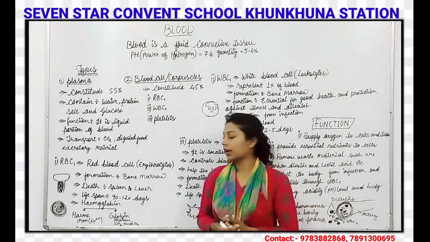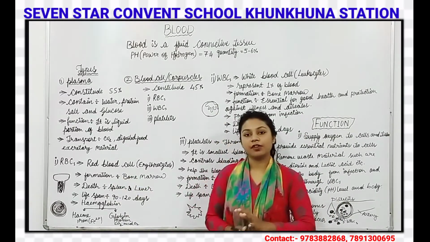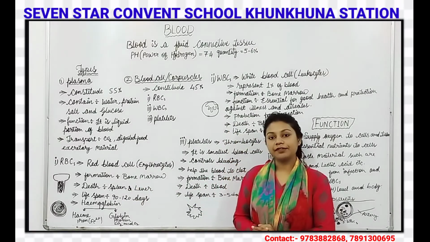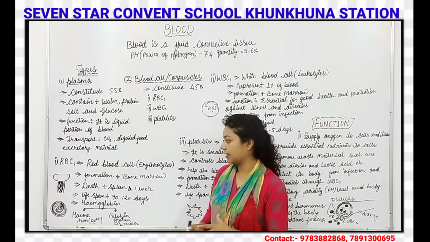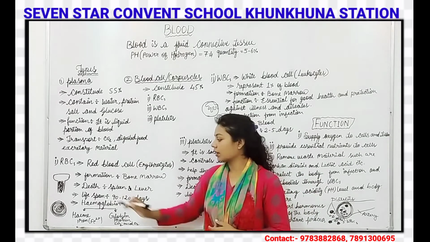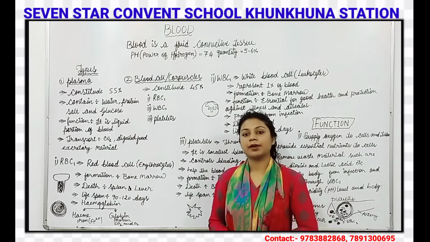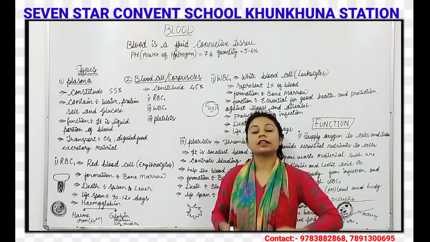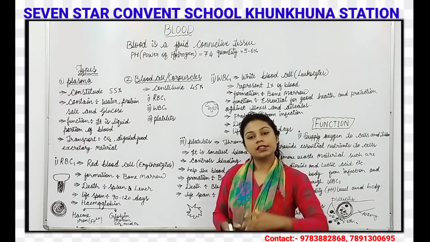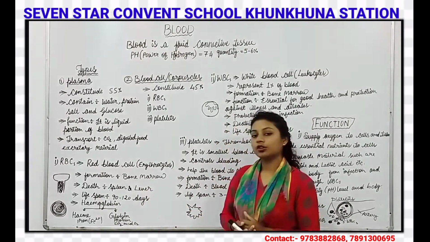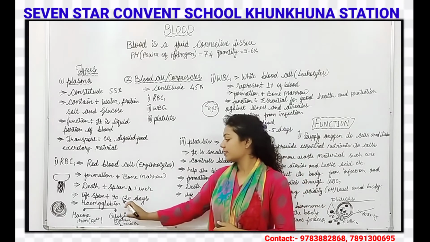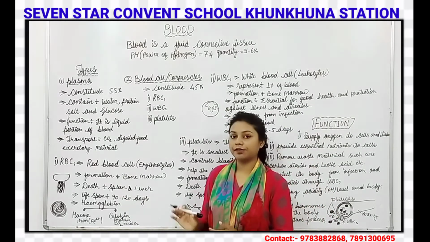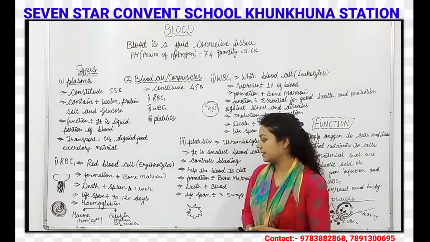And if we talk about the death of this RBC, it dies in the spleen or in the liver. And what is the lifespan? It is the time from when you are born till the age to which you live on the earth. If we talk about the lifespan, the lifespan of RBC is 90 to 120 days.